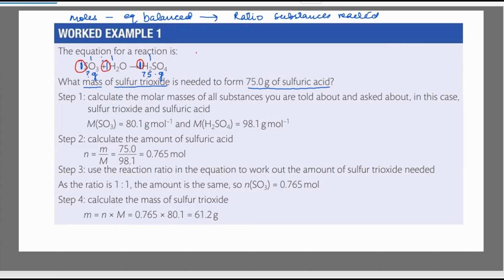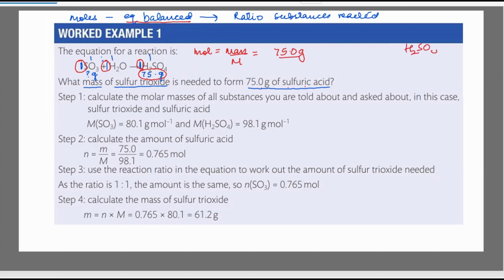So when they are in the right ratio and we get to know that through a balanced equation, we can convert the mass which is given to us into moles. Can we convert the mass into moles? By the formula moles equals mass over molar mass. The mass given to us of sulfuric acid is 75.0 grams. We'll divide it by the molar mass of sulfuric acid.